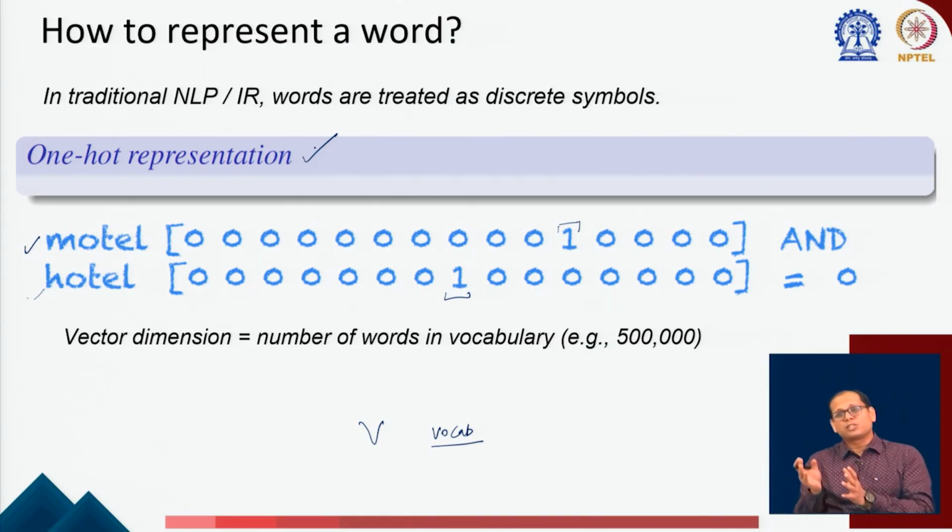And what is the size of this vector? It is as long as the size of your vocabulary. So it can be very high, maybe 500,000 or even more, depending on your vocabulary size.